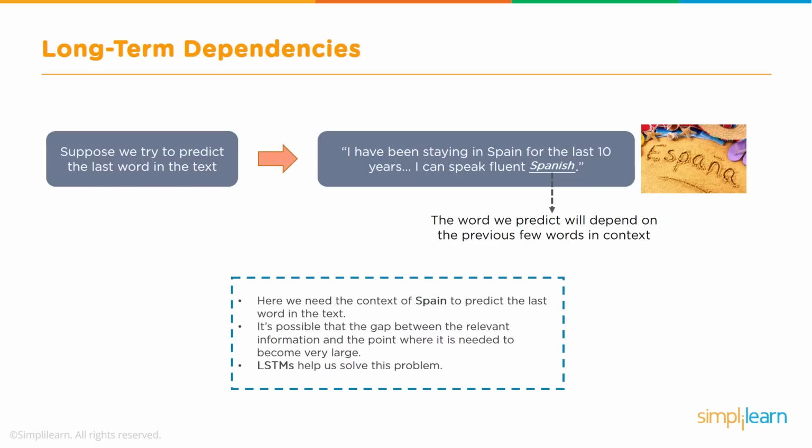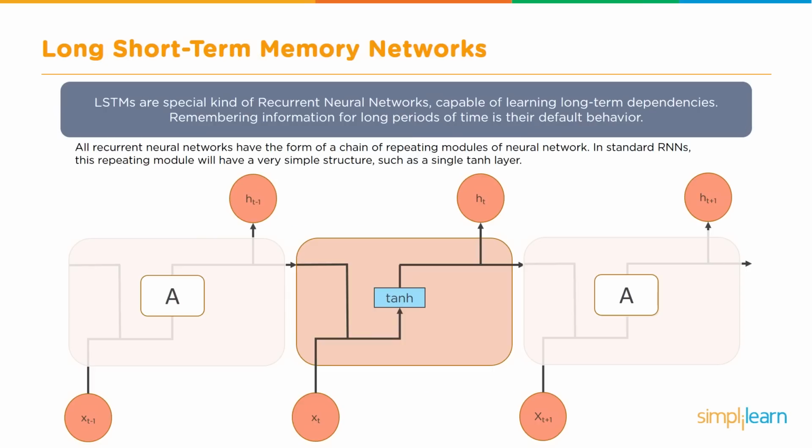It's possible that the gap between the relevant information and the point where it is needed becomes very large. LSTMs help us solve this problem. So the LSTMs are a special kind of recurrent neural network capable of learning long-term dependencies. Remembering information for long periods of time is their default behavior.